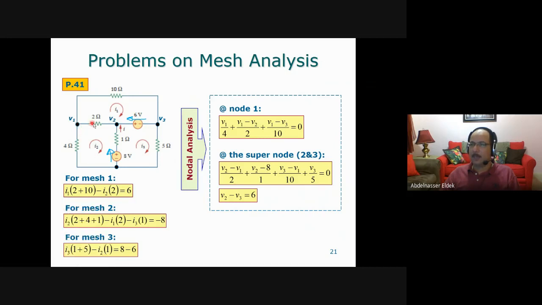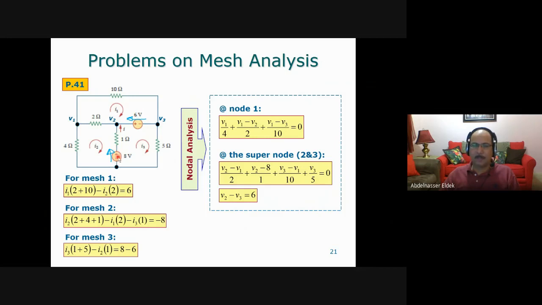Again, this mesh has 3 resistors: 4, 2, and 1. So it is I2 times 4 plus 2 plus 1. Minus the intersection. It is very clear that this mesh intersects with mesh number 1 in 2 ohm, so it is minus I1 times 2, and it intersects with mesh number 3 in 1 ohm, so it is minus I3 times 1. Equal what? Equals the source.